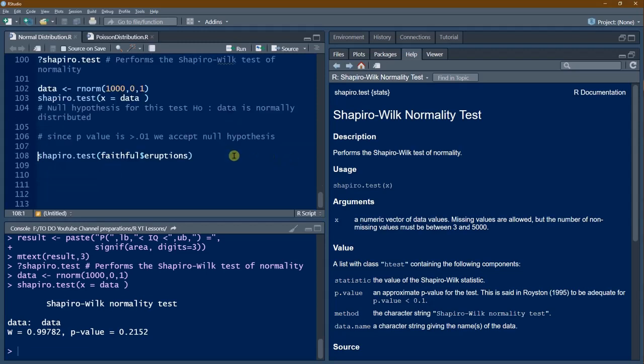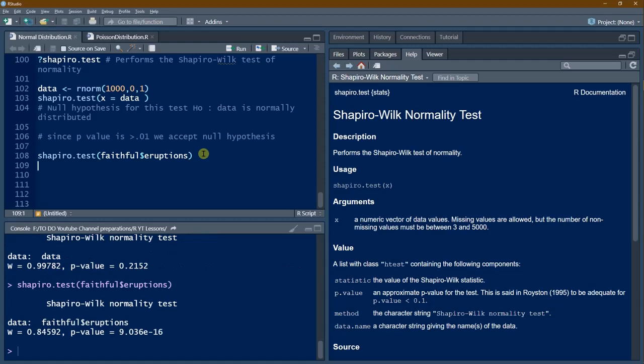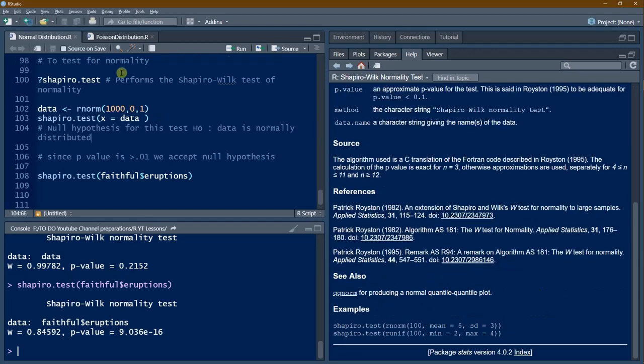Now we will create one more test for the faithful data set, in which eruptions data is available. So we will ask. Here we are getting a value which is much less than 0.05. Therefore here we have to reject the null hypothesis. Now we will move on.